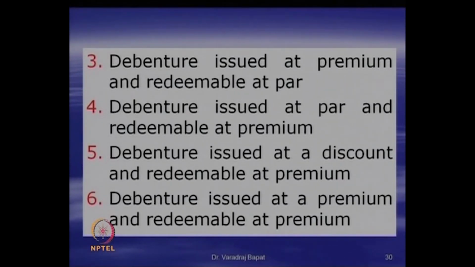Fifth, debenture is issued at a discount, but redeemable at a premium. So, what happens is a 100 rupees debenture is issued at 97, but it is redeemed at 106. Sixth case, debenture is issued at premium and it is also redeemed at premium. So, let us say a 100 rupees debenture, it is issued at 105, it is redeemed at 106.